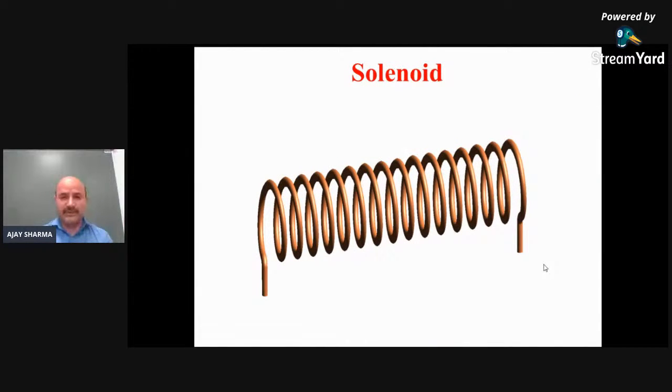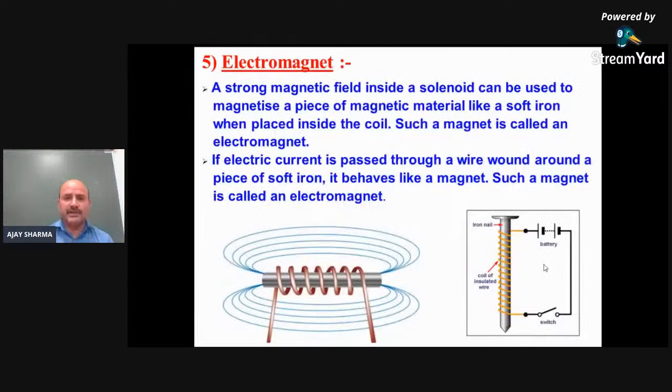You can see here in this slide, this is a solenoid. You can prepare this solenoid at home also by just taking a copper wire and giving it a cylindrical shape. It becomes a solenoid. Later on we will be discussing the difference between a solenoid and a permanent magnet, or what we call an electromagnet. So this is the diagram for a solenoid.